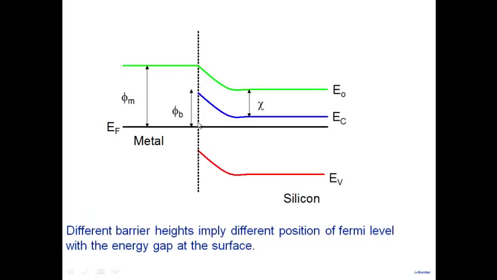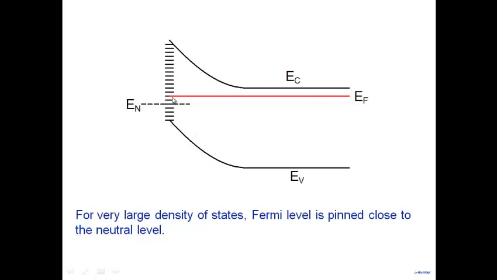The Fermi energy at the surface is not going to be decided by EF or phi m, because phi m will try to set the Fermi energy at the surface according to itself. If I have a larger phi m, it would like to push it lower. Or if smaller, the Fermi energy at the surface would like to go up. So phi m would like to move the Fermi energy through the energy gap. But Fermi level pinning says, well, no, my Fermi energy at the surface has to be close to En.